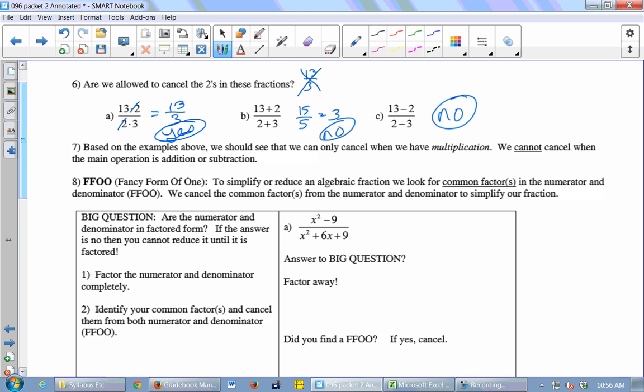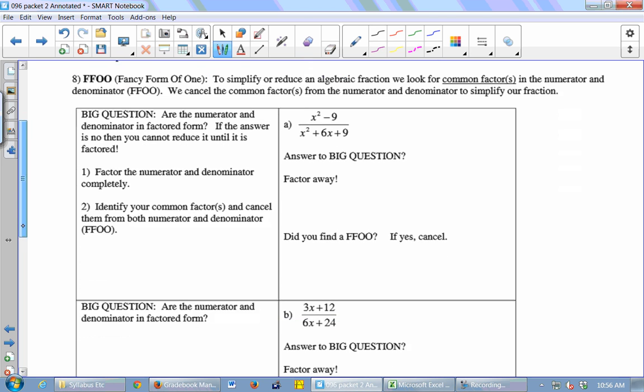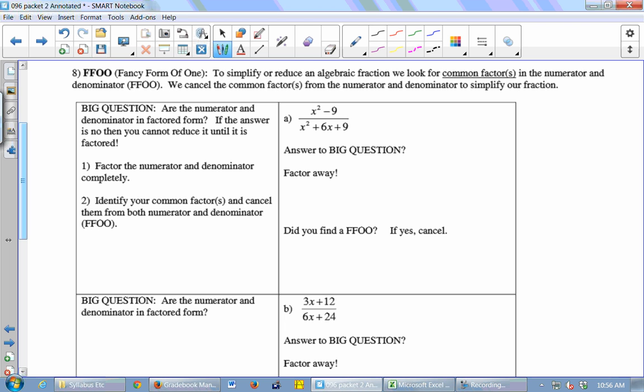Okay, so the only time you can cancel a fancy form of 1 is if the main operation is multiplication. Okay, so foo-foo, fancy form of 1, to simplify or reduce an algebraic fraction. So something that doesn't just have numbers, but might have some letters in it. You want to, again, same as we did with numbers, look for common factors. So that means we are going to have to factor stuff. Look for common factors in the numerator and the denominator, cancel common factors to simplify.